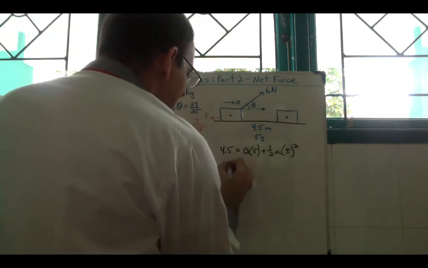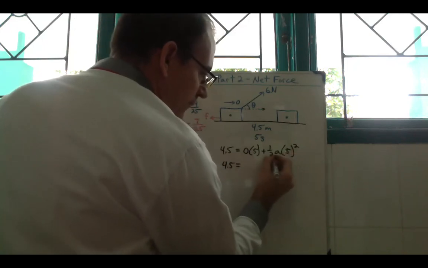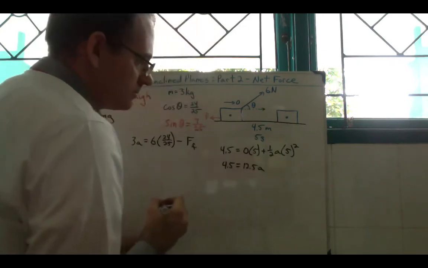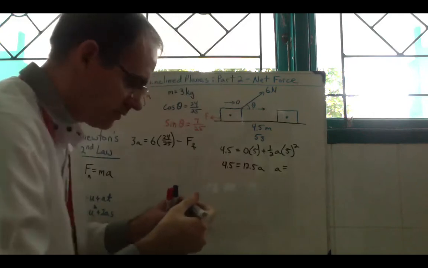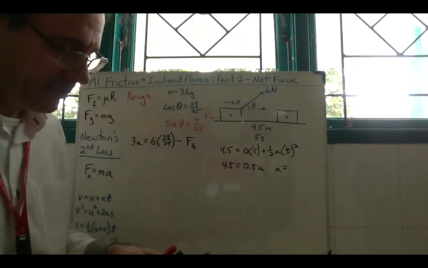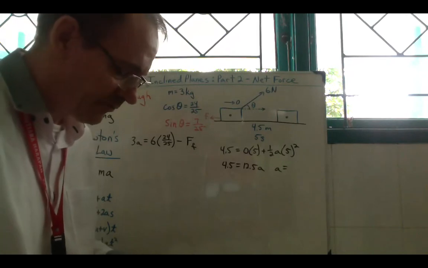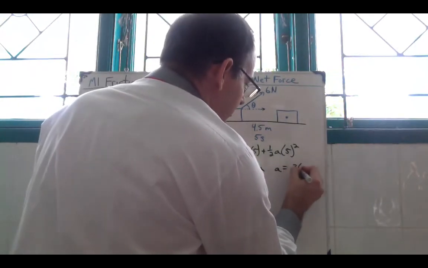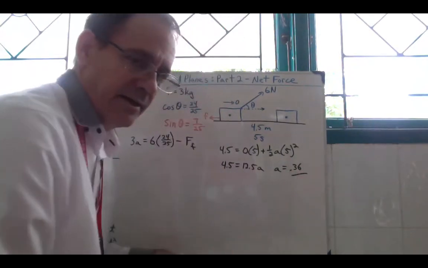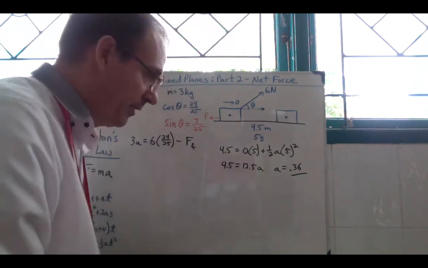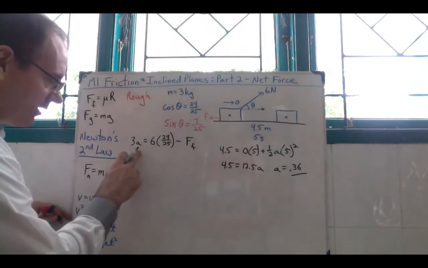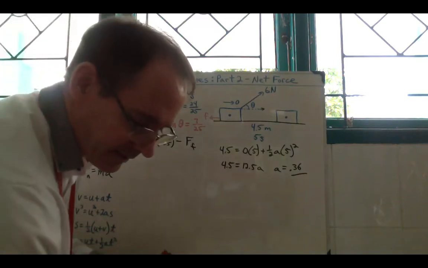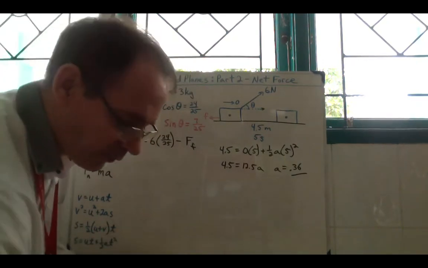So we have 4.5 equals, this is 25 halves, so 25 halves is 12.5, a. So a then equals 4.5 divided by 12.5 equals 0.36. So our acceleration is 0.36. That is not a final answer, but that's a step in the direction that we need. Now we can put that over here and do 3 times 0.36. Multiply that by 3, and we get 1.08.